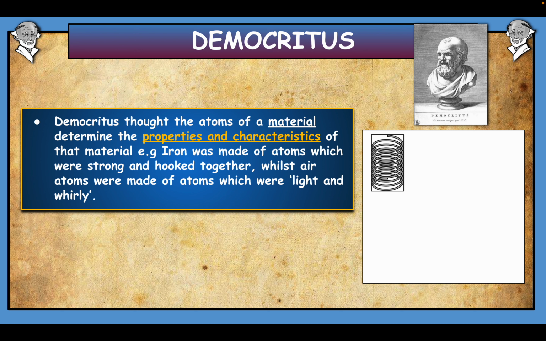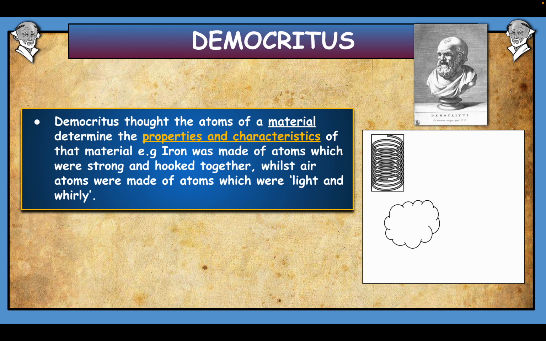So he thought the atoms were made out of this coil that, when they got stuck together, just increased their strength. And that was an iron atom, that it would look like that. And then they thought that air atoms were made of atoms that are light and whirly, something like a cloud.